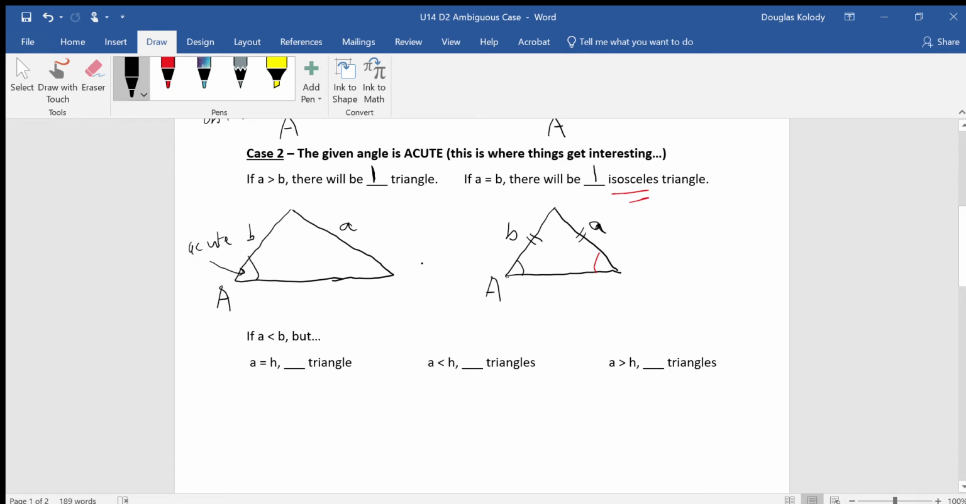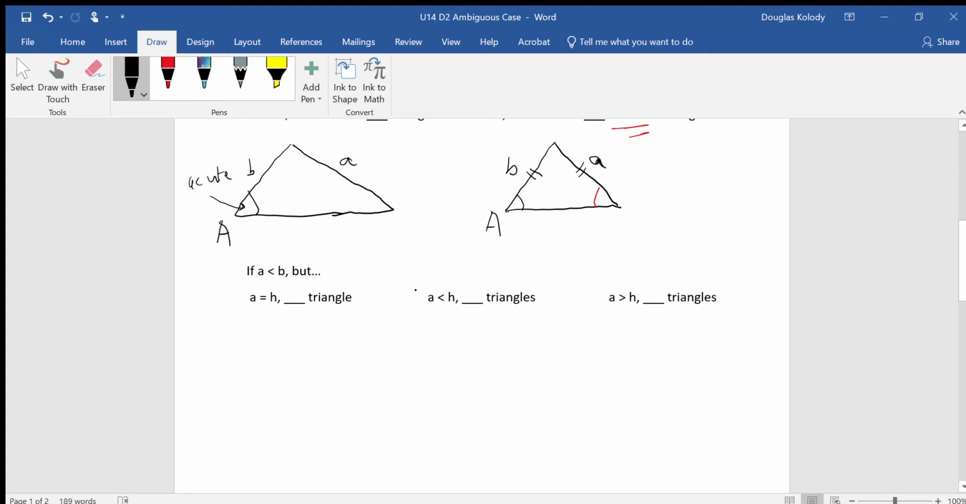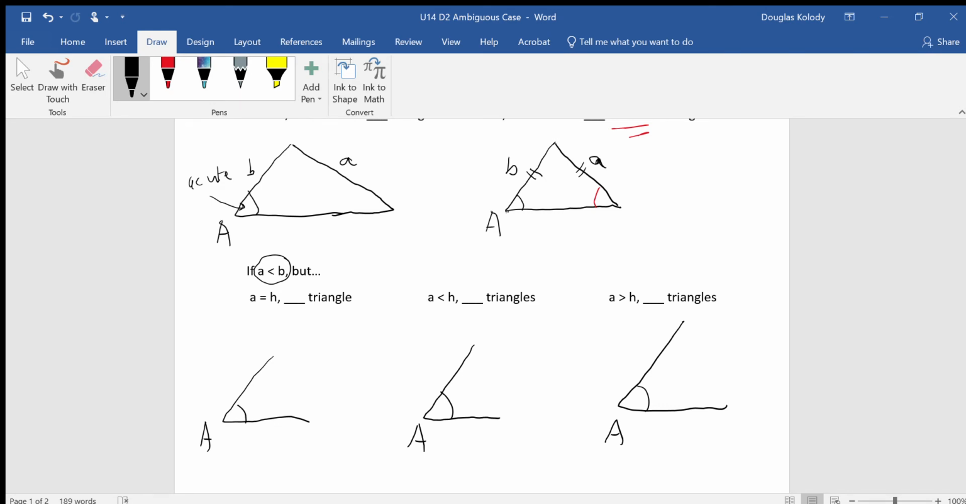Things get really interesting when A is less than B. So if A is less than B, all right, let me draw an acute angle. I'm just going to do it for each. Acute angle, acute angle, acute angle. There we go. I tried to be as similar as possible. The third one was a little larger. So angle A, and angle A. All right. If A is less than B, but then I wrote if A is equal to H. What is H? H is the height of the triangle.